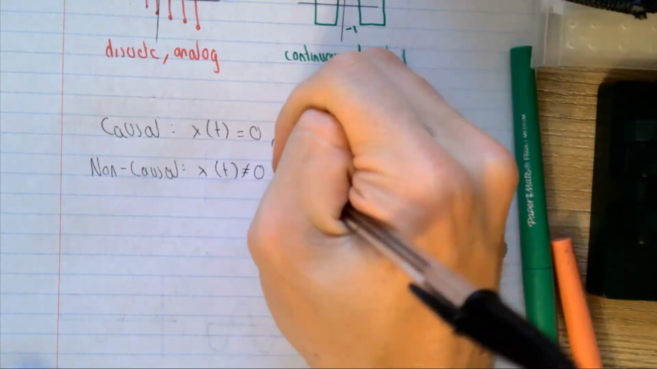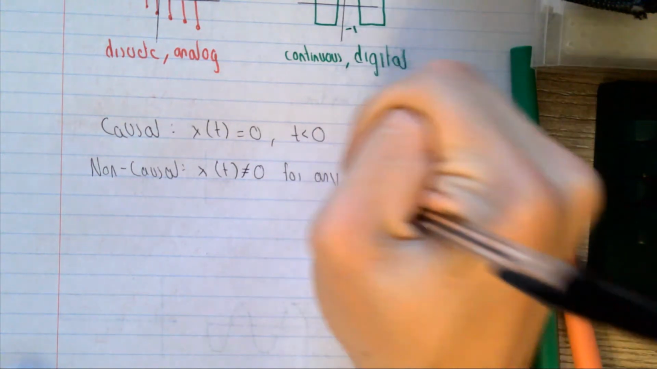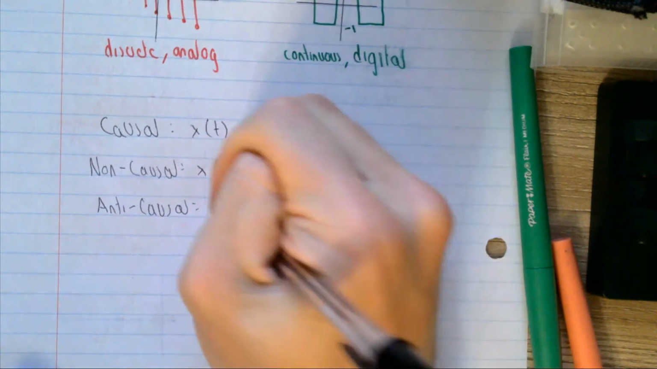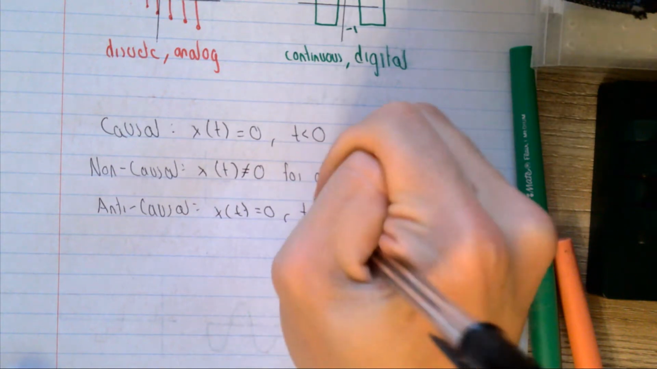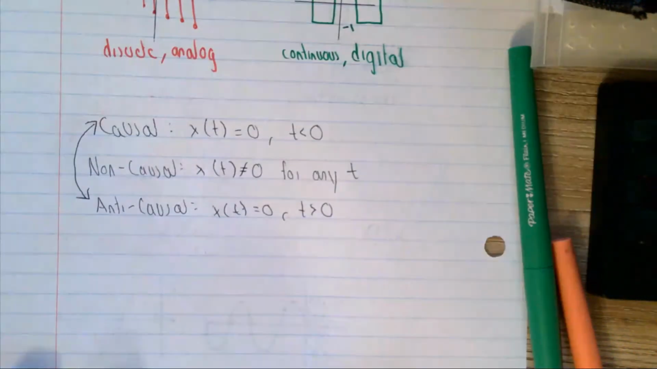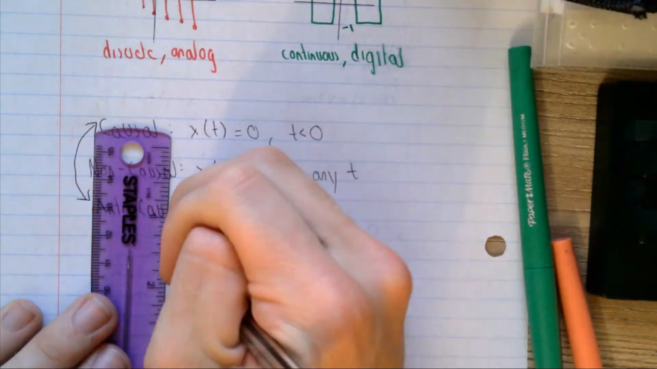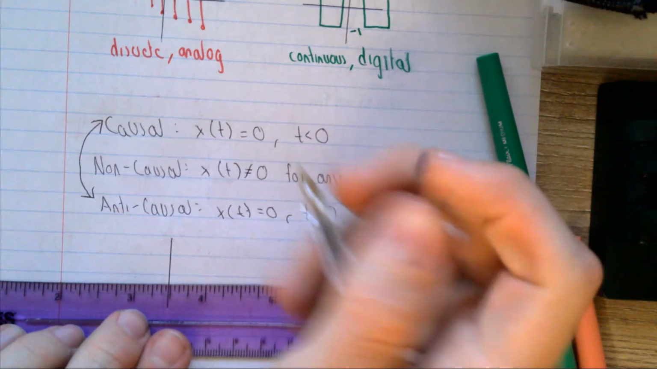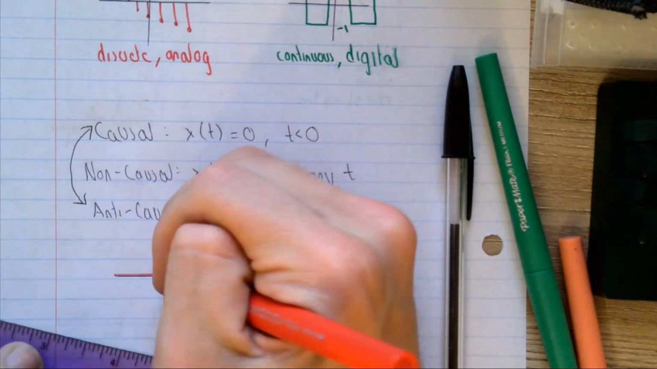You'll see what I mean when I say this. But then anti-causal is just the opposite. I think of it as anti is opposite. So literally just write the exact opposite of this. X of t equals 0, and then the bounds are opposite. T is greater than 0. So this one is just the opposite of this one. That's how I know the difference. And then non-causal just doesn't follow any pattern at all. And so this would be your causal signal. So if we say x of t equals 0 for time less than 0, here it's 0, and then after that we don't care. So this is causal.